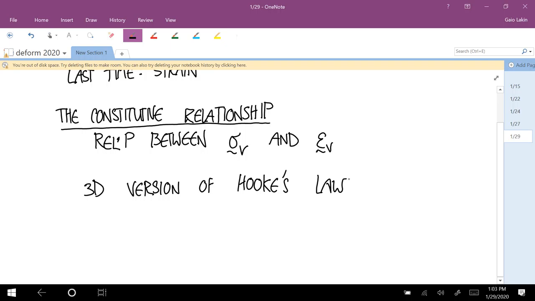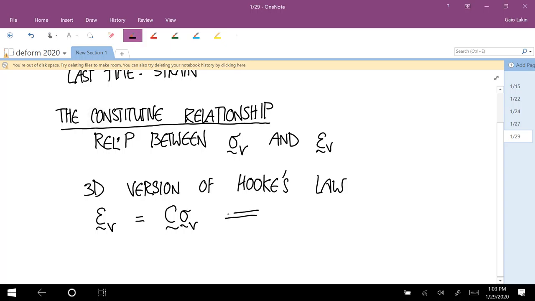In physics, Hooke's law said the force applied by a spring is equal to the spring stiffness times the amount of stretch or compression of the spring. Ours is going to look like this. The strain, the Voigt strain, is equal to a matrix C times the stress, the Voigt stress.